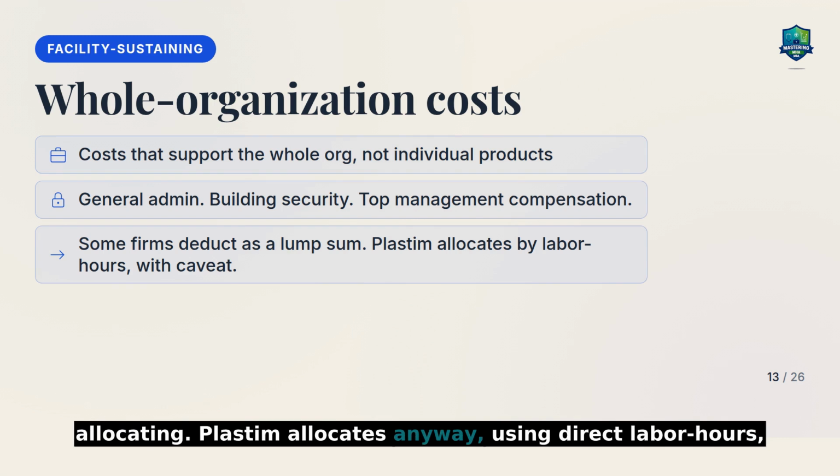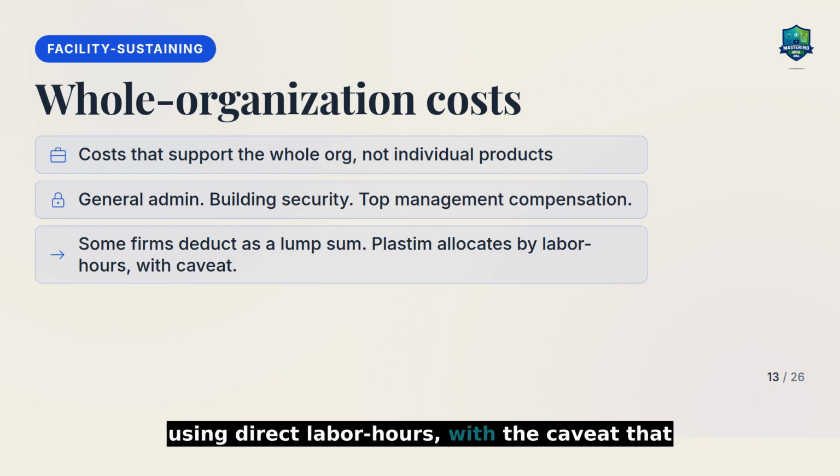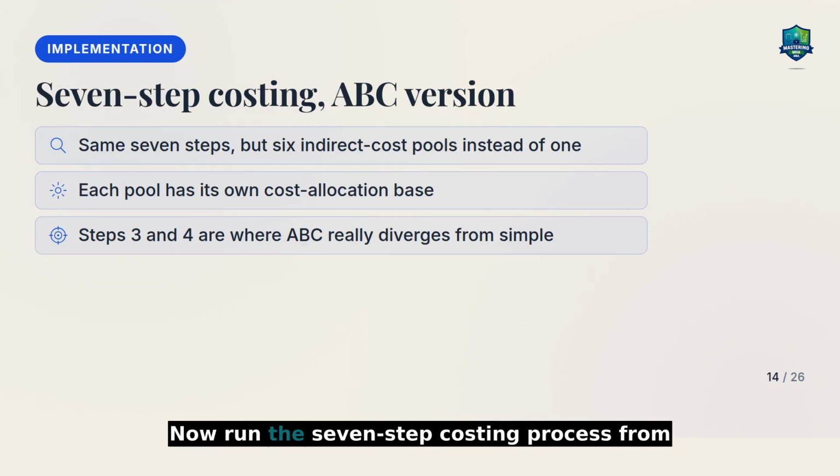Plastim allocates anyway, using direct labor hours, with the caveat that the base is somewhat arbitrary at this level. Now run the 7-step costing process from Chapter 4 with ABC instead of simple. Same 7 steps, but indirect costs are split across activities, and each activity has its own cost allocation base. Steps 3 and 4 are where the real difference lives.